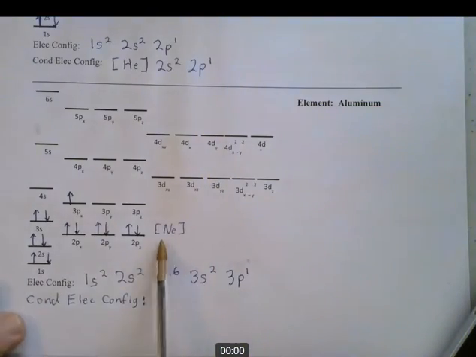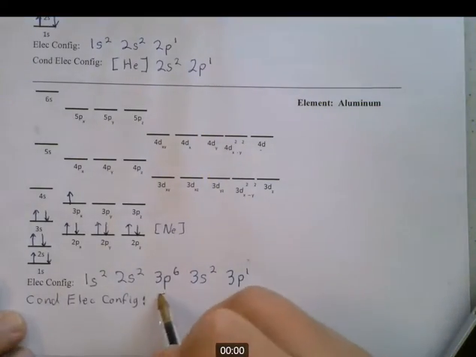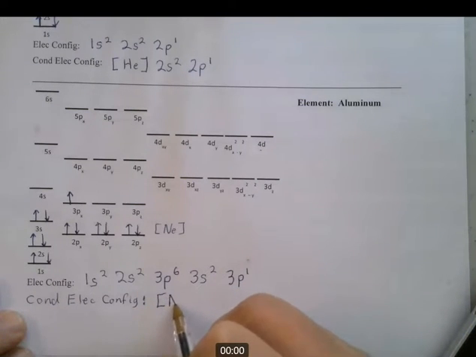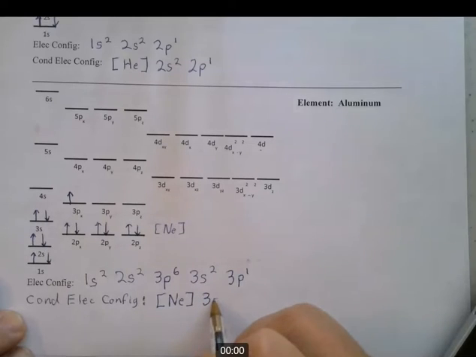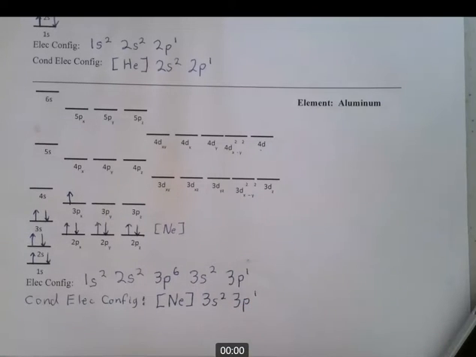We showed that's right here on this diagram. So we put square brackets and an Ne. And now we just continue from there. We go up to 3s2 and 3p1. And that's the complete condensed electron configuration for aluminum. So these really aren't that hard. We'll go ahead and do a couple more.